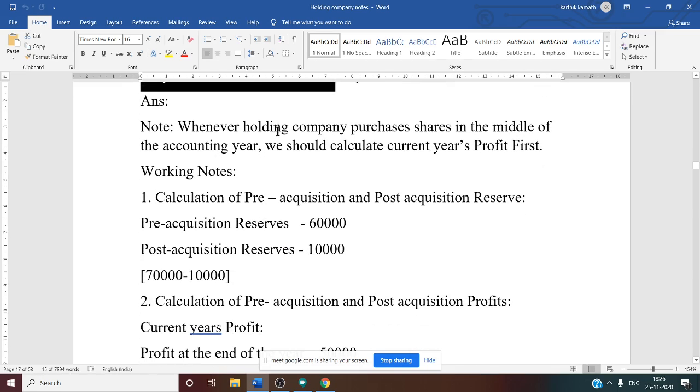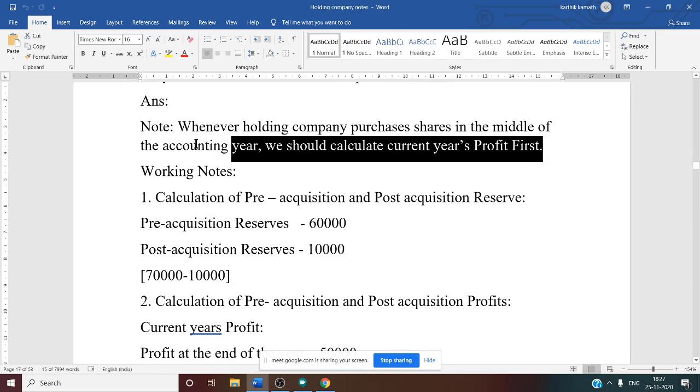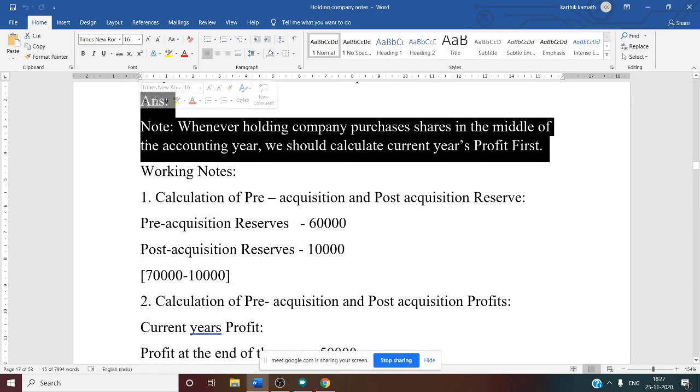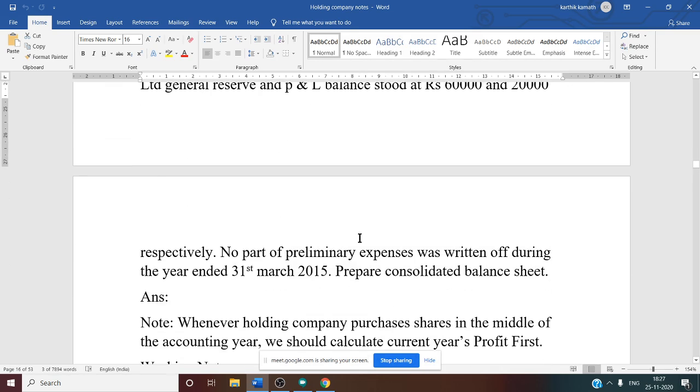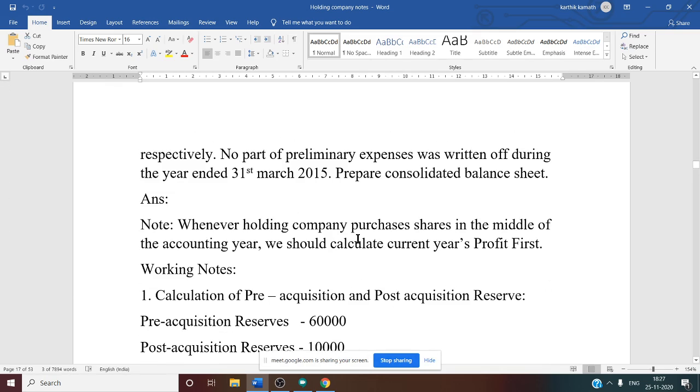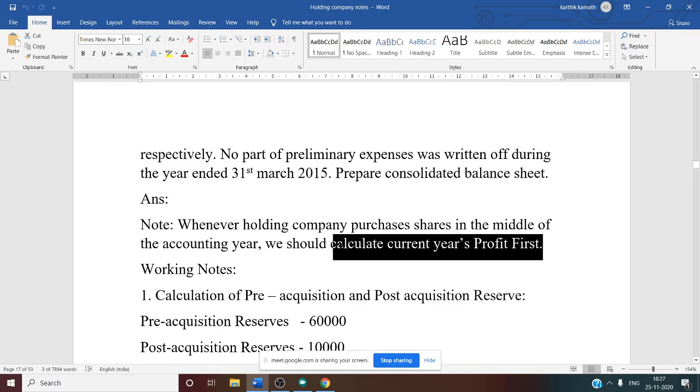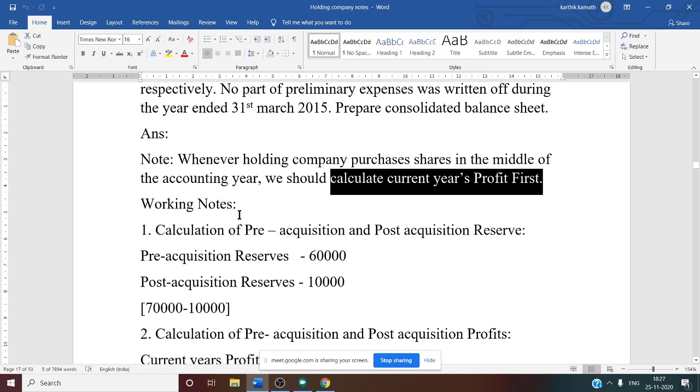See this. There is one note. Whenever the holding company purchases the shares in the middle of the accounting year, in this problem, the middle of the accounting year means 30th June. It may be 30th June, 1st September, anything. So in that case, we have to calculate current year profit. Yes. Before that, we have to follow the format of pre-acquisition and post-acquisition reserve and pre-acquisition and post-acquisition profit.